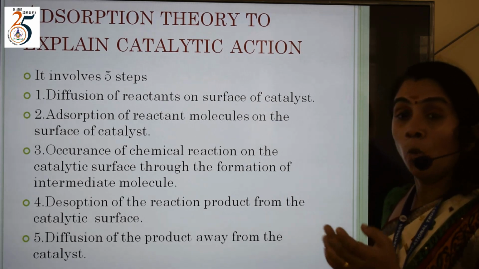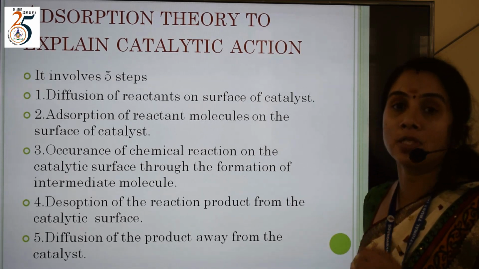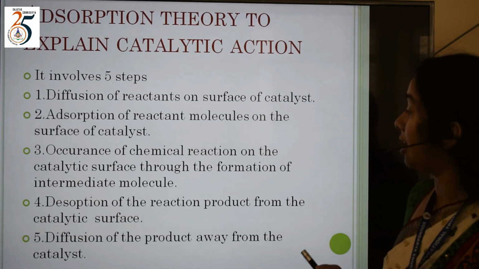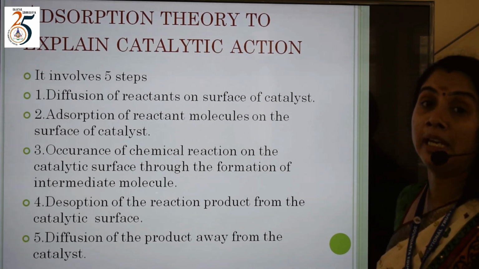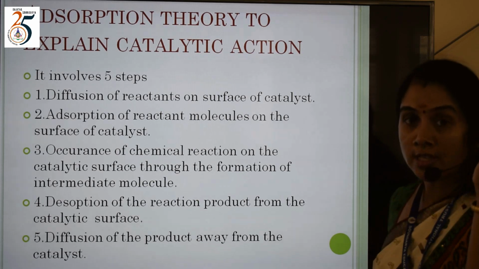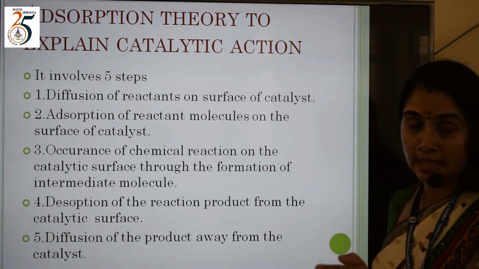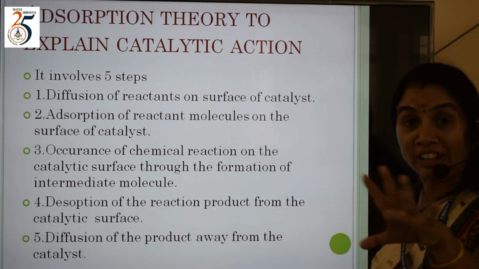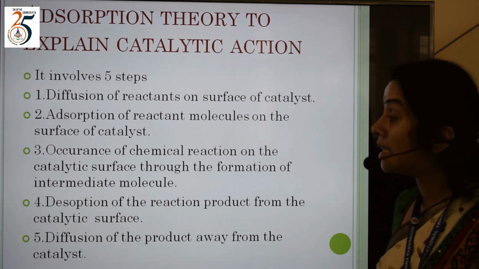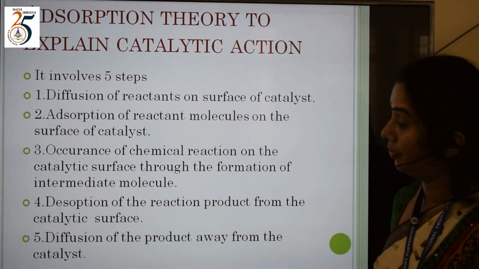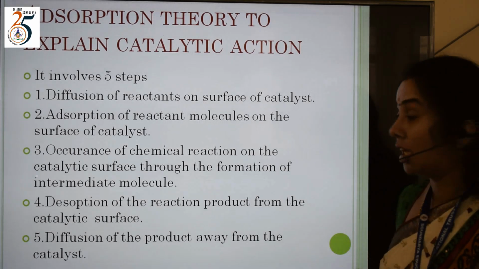Then, when they get adsorbed, the reactants will react. A chemical process will happen: occurrence of chemical reaction on the catalytic surface leading to the formation of an intermediate molecule. So first the reactants come and get adsorbed on the catalyst. Now the two reactants will react in the presence of the catalyst to form an intermediate molecule. Finally, once the product is formed, the product gets detached.